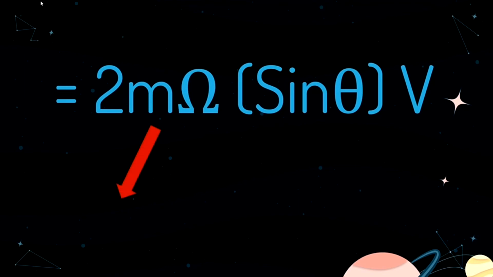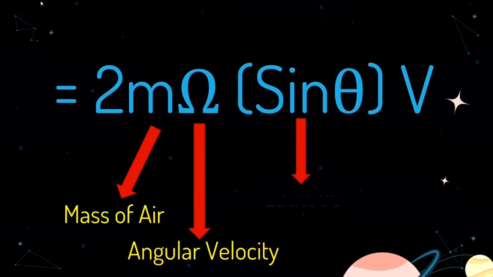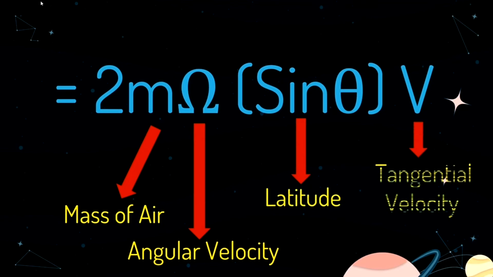Here's the Coriolis force formula. M refers to the mass of air. Omega refers to angular velocity. Sin theta refers to latitude. And V refers to tangential velocity. All these elements multiplied by each other give F, which refers to Coriolis force.